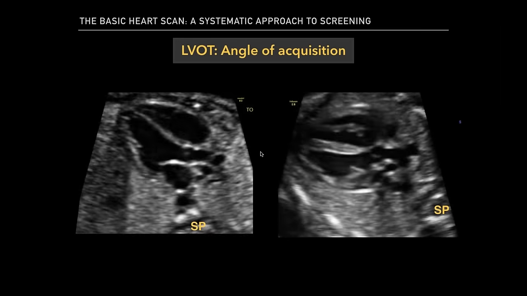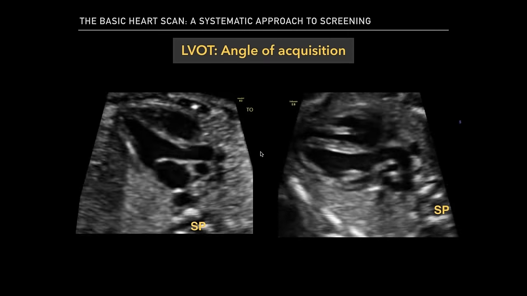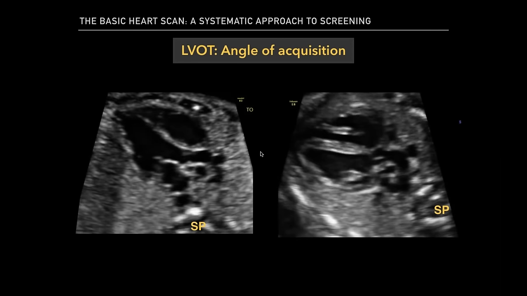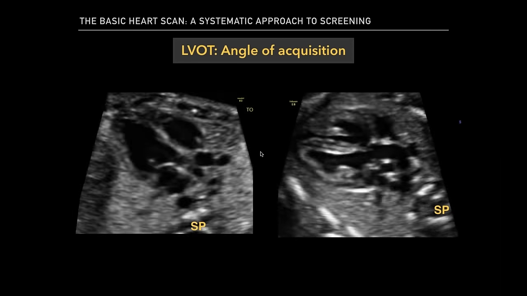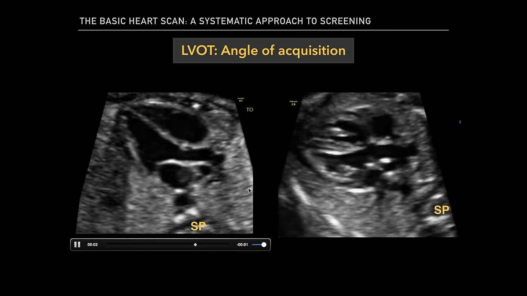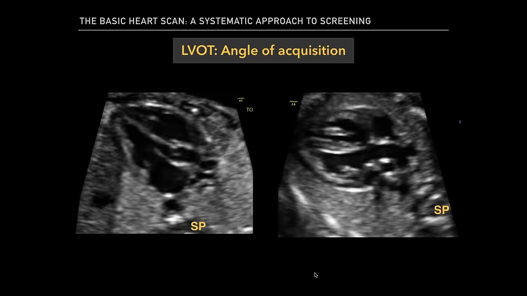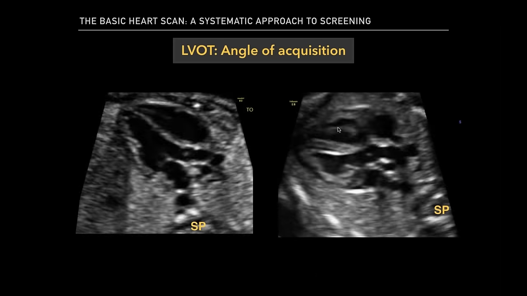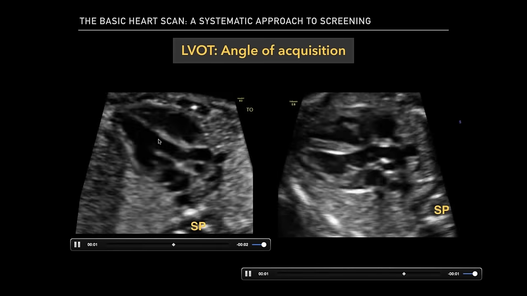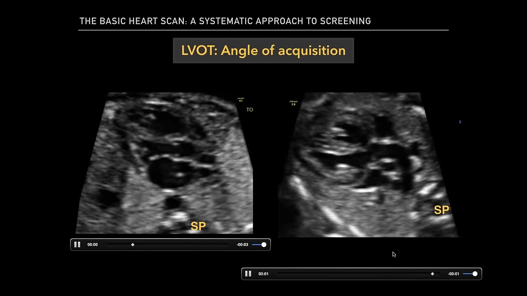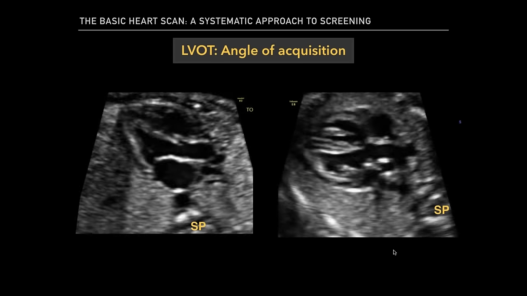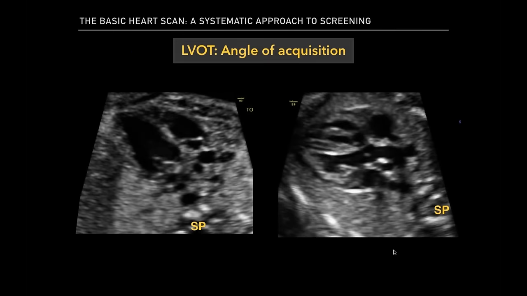Now, here are just two LVOTs obtained in different views. It's very important to become familiar with anatomic structures not presented in the traditional views, as this will help you recognize abnormal structures, especially in the setting of a difficult exam. So just by adjusting your angle of acquisition, you can actually get different views of the left ventricular outflow tract.